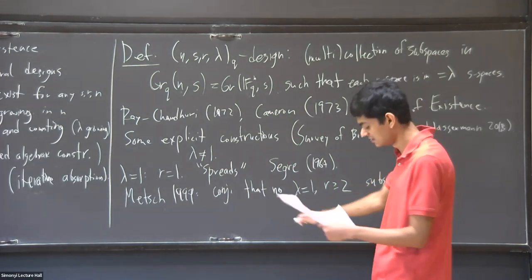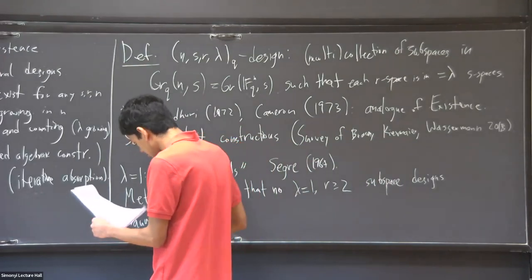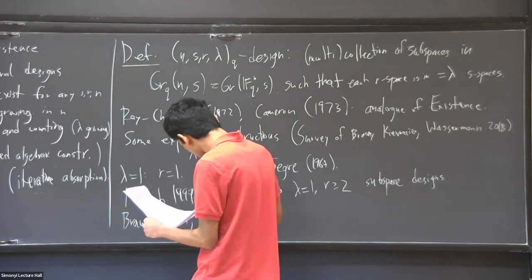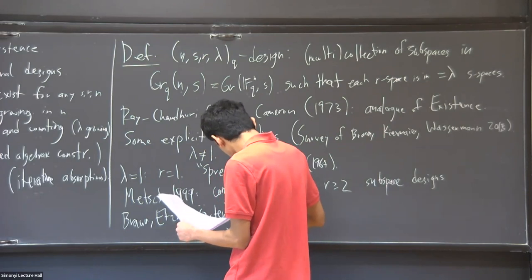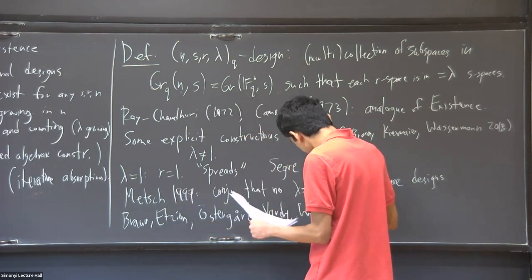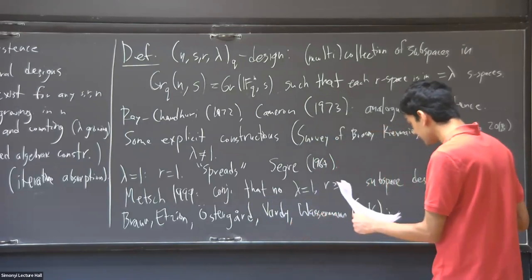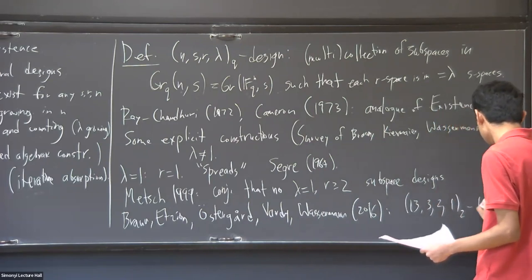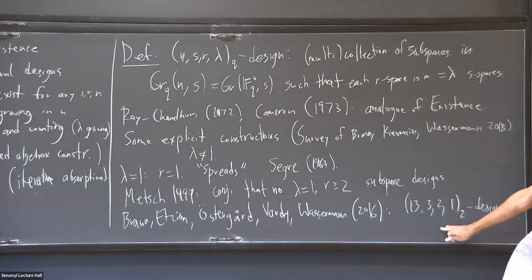And actually only very recently, there's a very, very nice work of Braun, Etzion, Östergård, Vardy, and Wasserman, which gives an explicit example of a 13, 3, 2, lambda equals 1, 2 design. Actually, they give multiple explicit examples. And this is by some computer methods.